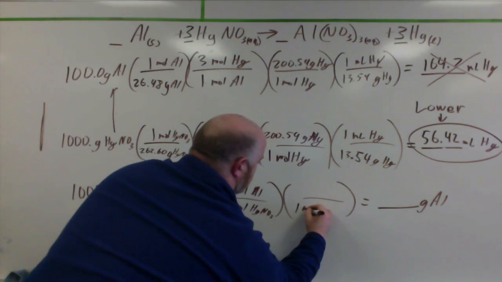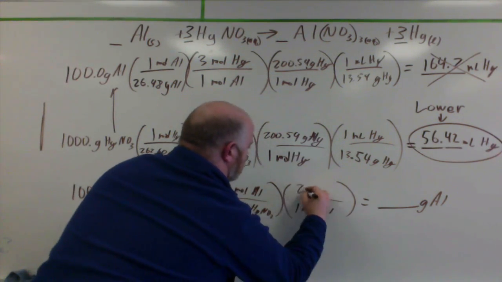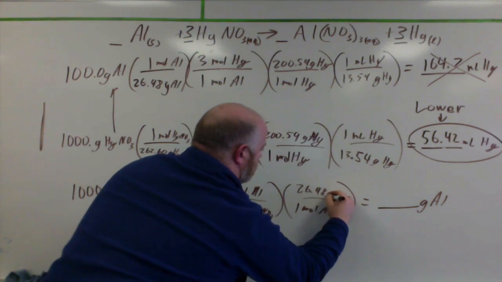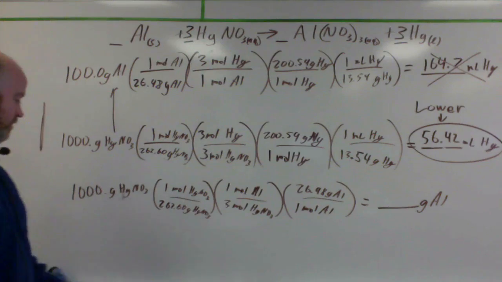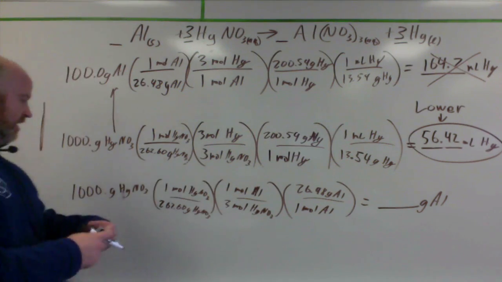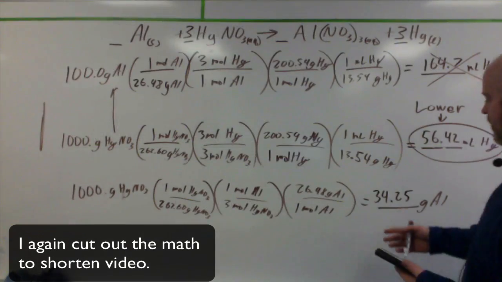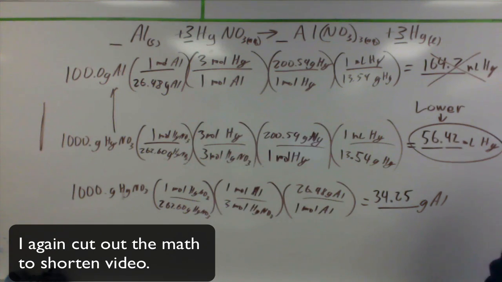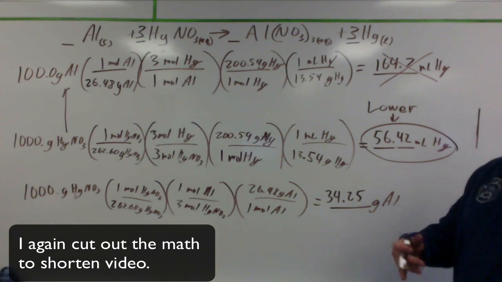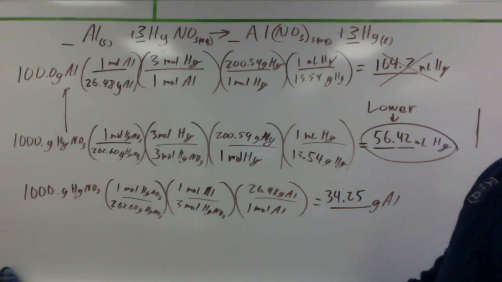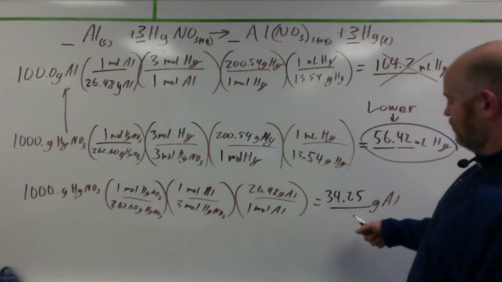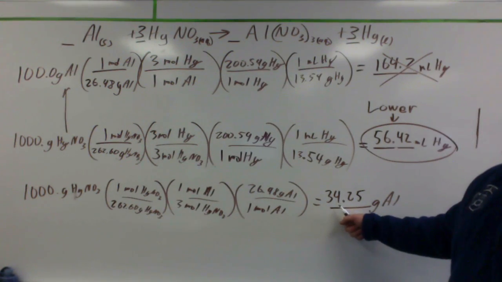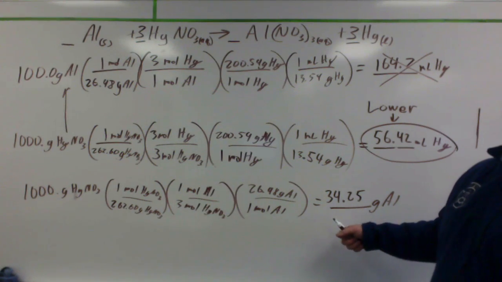And then I get 26.98 grams per mole of aluminum. Okay? We run this calculation and we get 34.25 grams of aluminum. So the correct stoichiometric ratio is, if I'm going to use 1,000 grams of mercury nitrate, I should have only used 34.25 grams of aluminum, and that would have been the right amount to use.